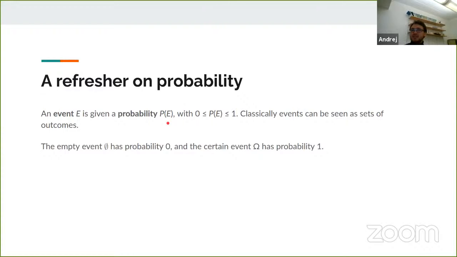Since an event is seen as just a set, there is an empty event, which necessarily has probability 0, and there's the certain event omega, which has the probability 1. This certain event omega is really just the set of all of the possible outcomes, and all of the events are subsets of this set omega.